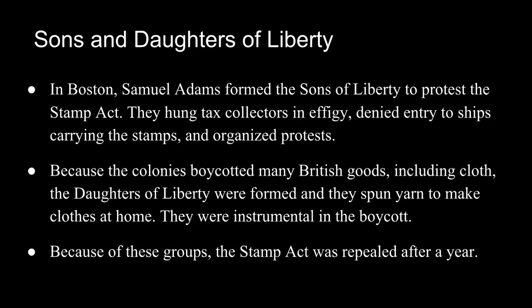Because of these groups, the Stamp Act was repealed after just a year, and it was really ineffective because Britain spent more money trying to enforce the Stamp Act than they were actually making on the tax itself, so it really cost Britain more money.